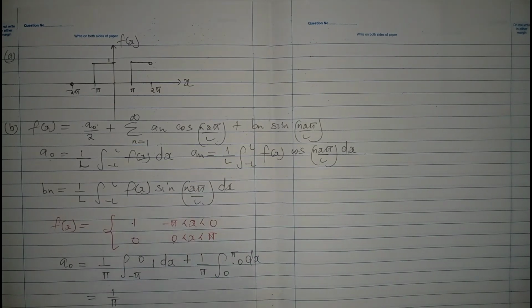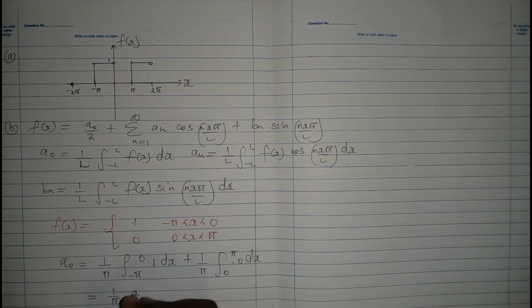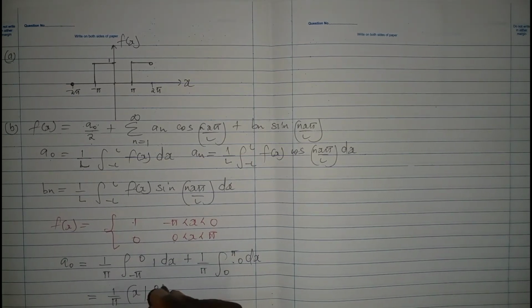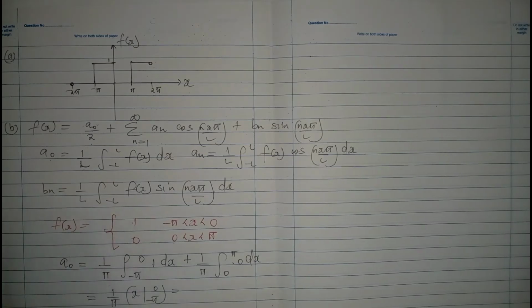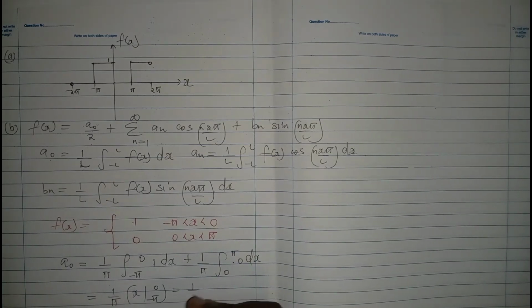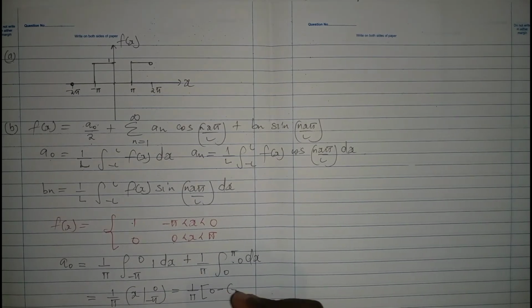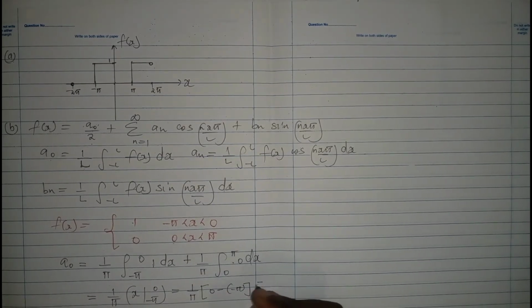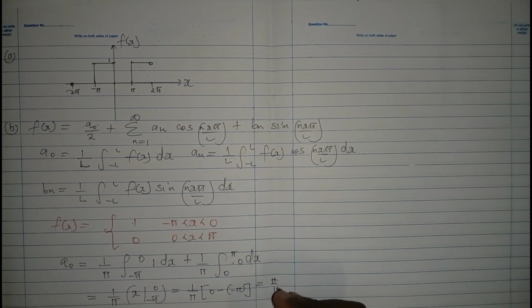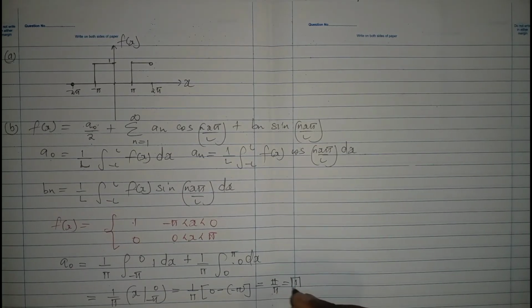Let's integrate 1 with respect to x. We're going to get x from negative pi to 0, and we take upper bound minus lower bound. We're going to have 1 over pi times 0 minus negative pi. I have to take note of the sign. And we're going to have pi over pi, and that is going to give us 1. So our a0 is 1.